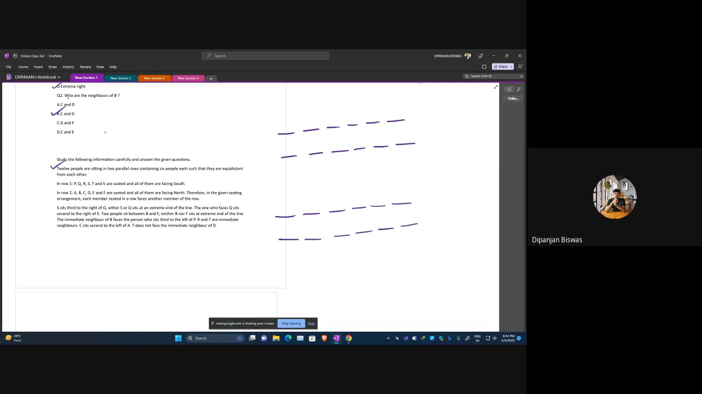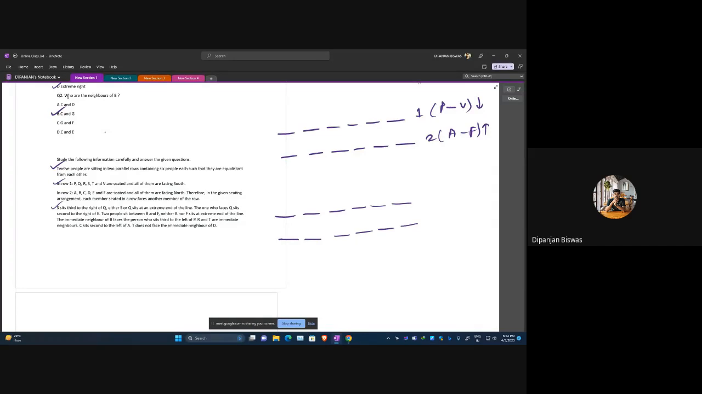Okay. So you have drawn the arrangement. It is said in row 1, P, Q, R, S, T, V are seated and all of them are facing south. So this is row 1. P to V and they are facing south. And in row 2, A to F are sitting and all of them are facing north. Okay. Now coming to the statements.